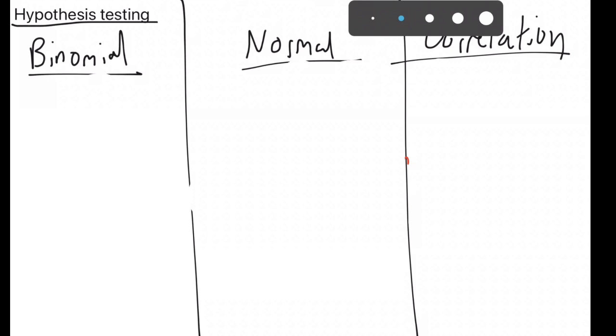Cool. All right, yeah. So today we're doing the next bit of normal distribution. This is actually the last bit of normal distribution, so that's good. And it's hypothesis testing. So I thought we'd take this opportunity to also summarize the binomial hypothesis testing from earlier on.